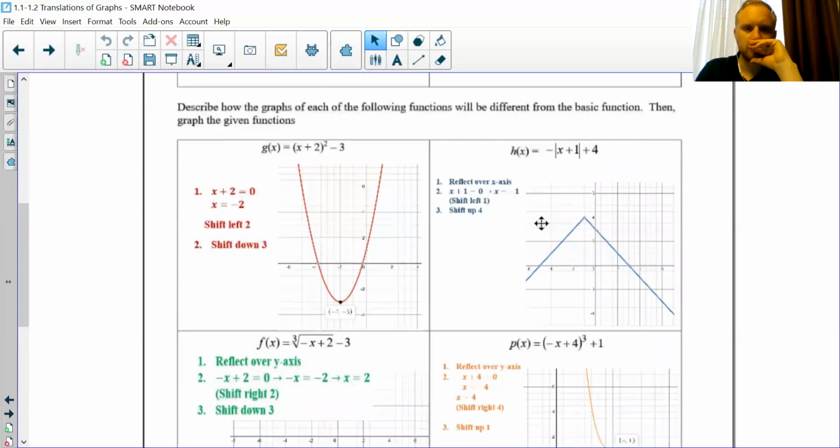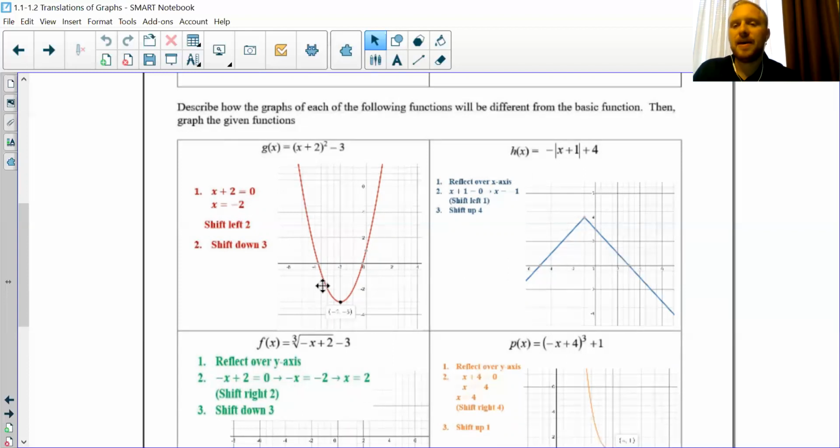Now it's just describing how the graphs of each of the functions will be different from the basic function, and then we're going to graph them. It's important that we know how to graph these by hand without necessarily using a calculator. The main concept is understanding the parent function. If we know the parent function, we can do translations to it to be able to graph these.